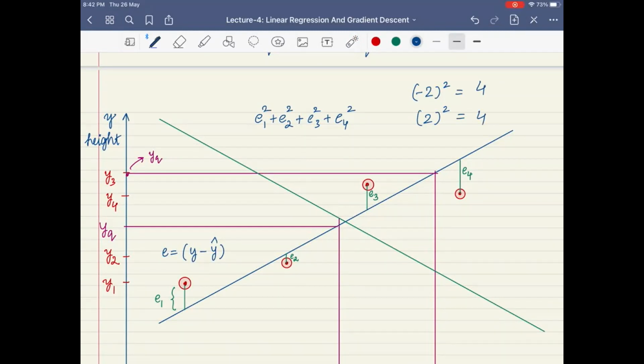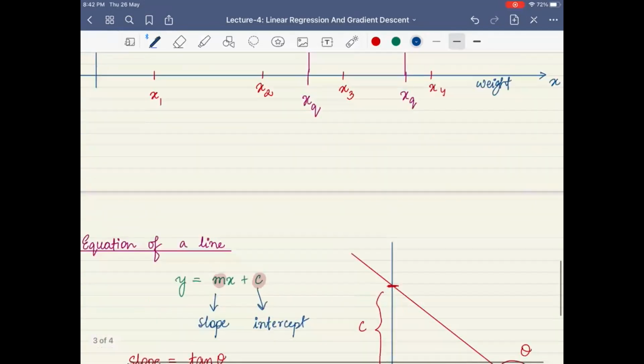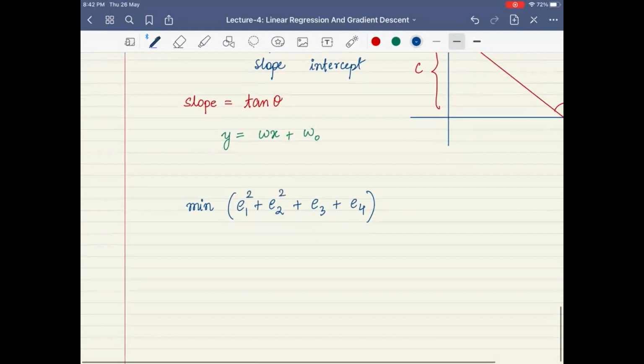Is this making sense? Why are we squaring? Saumil asked, should we square? I'm telling you why you should square. The reason is to get rid of the signs, because error on the positive side is bad, on the negative side is also bad. We do not care about the sign of the error. So if you simply sum the errors, then some of the positive errors would cancel some of the negative errors, which is not what we want. To get rid of the signs, we square them. So finally, what we would like to minimize is the sum of the squares of the errors.